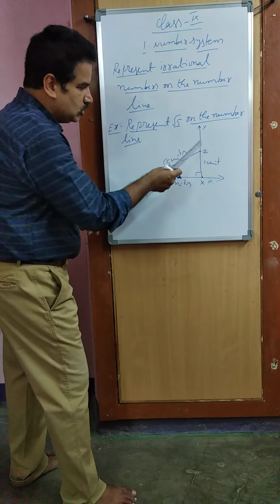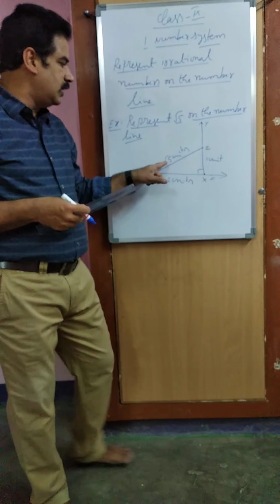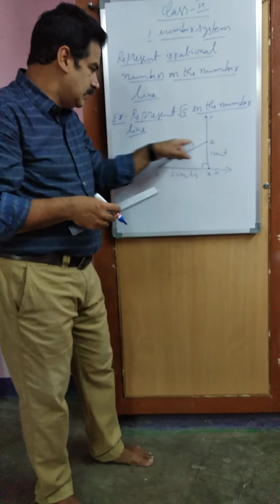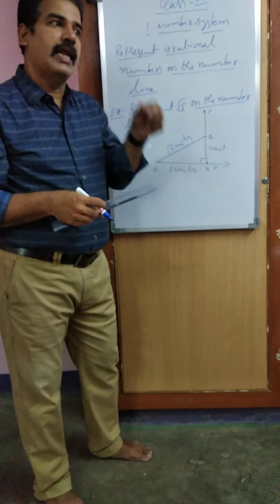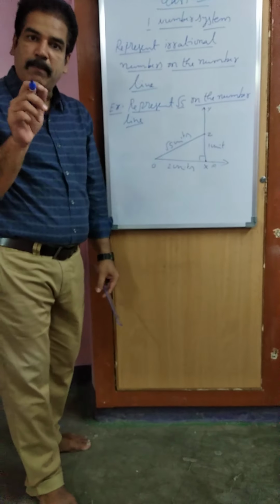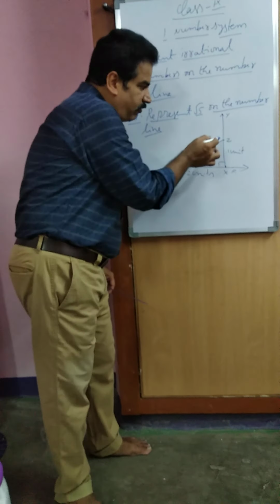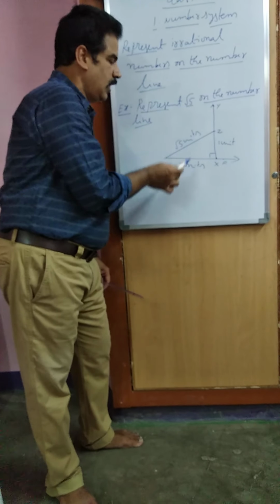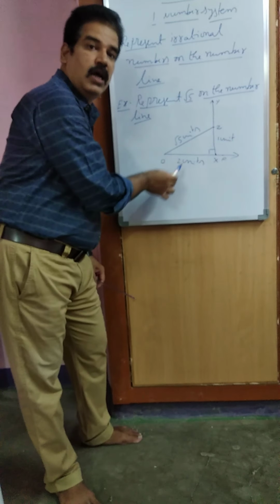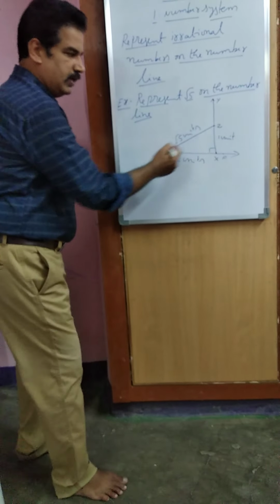Okay, and then if you join, this is the hypotenuse. The hypotenuse length equal to root 5 units. This is a right triangle. In a right triangle, already you know Pythagoras theorem. What is the Pythagoras theorem? The square of hypotenuse is equal to sum of the squares of other two sides. So now I am giving the explanation part.